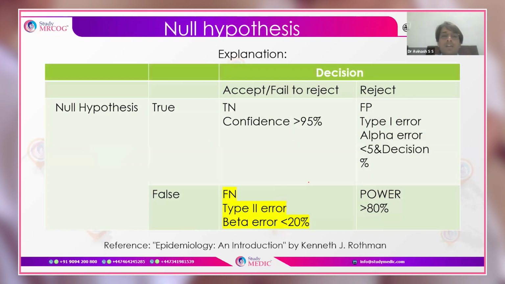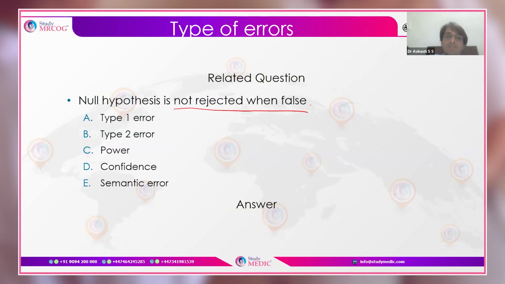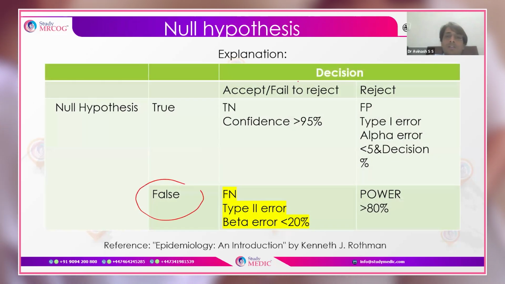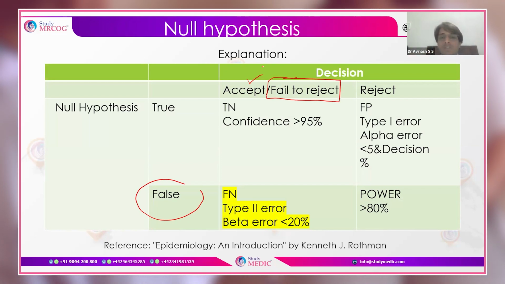So again, null hypothesis is not rejected when false. Both are the same. You can see fail to reject. Null hypothesis false, here we fail to reject, not rejected, or if we can tell it, accept. It is not correct: fail to reject is not equivalent to accept. So it is again type 2 error.